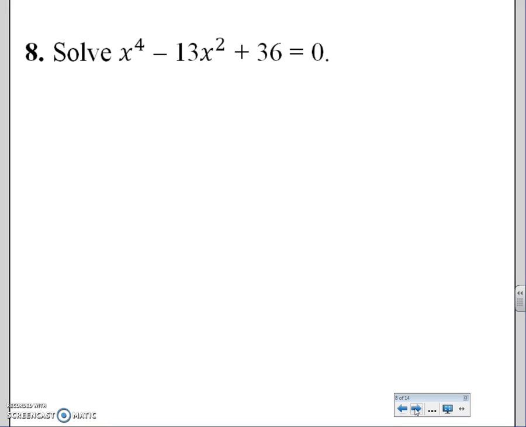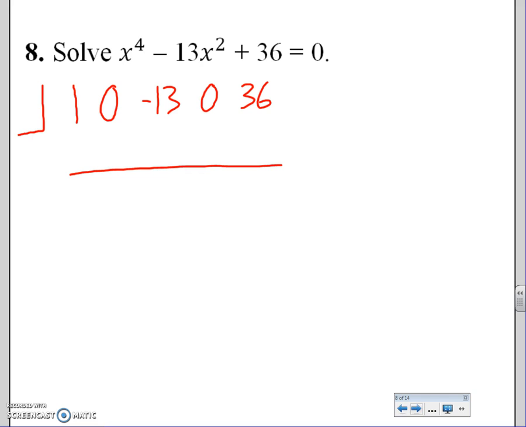So let's set it up. I'm going to do synthetic. The degree is 4. There should be 5 terms. I only see 3 of them, so it's missing 2 zeros. So x^4 is 1. x^3 is missing, so there's a 0 there. x^2 is -13. x^1 is missing, so there's a 0 there. And x^0 is 36.